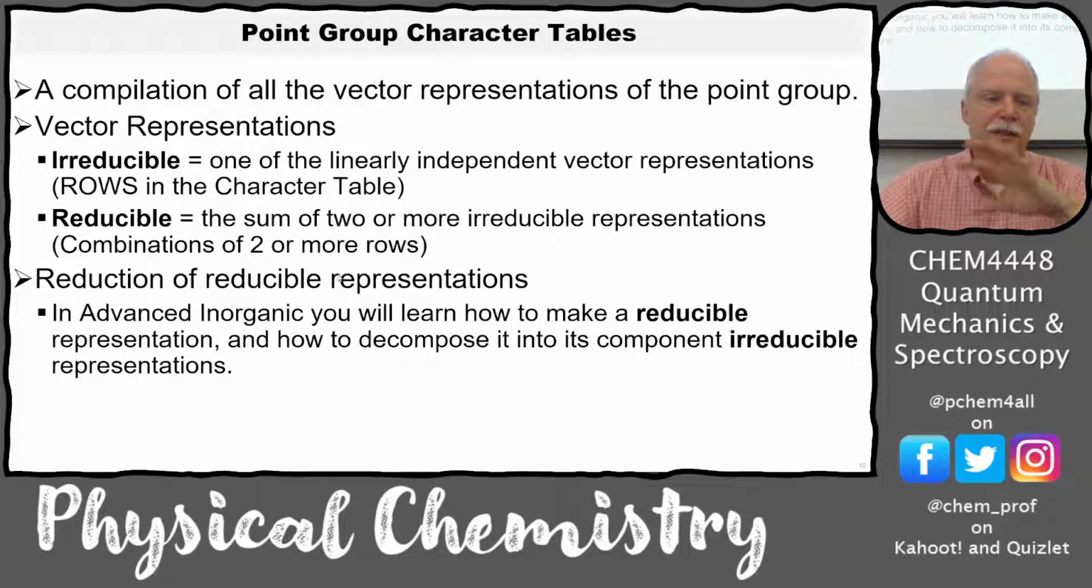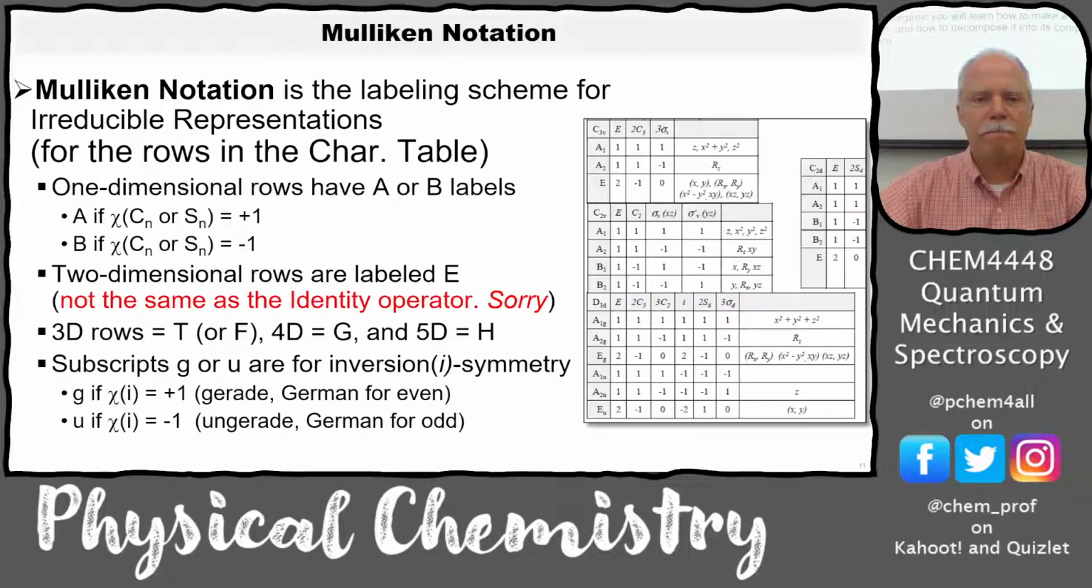And so this is just some information about those character tables. We have the Mulliken notation. Some of the letters mean something. So it's an A if the character under its rotation is a +1. It's a B if the character under that rotation is a -1. We have two-dimensional rows, and those are labeled E. And I'm sorry, but there's nothing I can do about that. We have an E that is a symmetry element, which is the identity operator. And then we have an E that is a Mulliken notation.